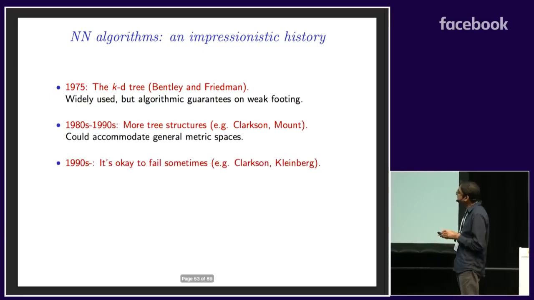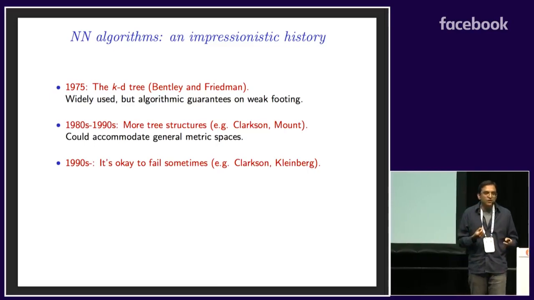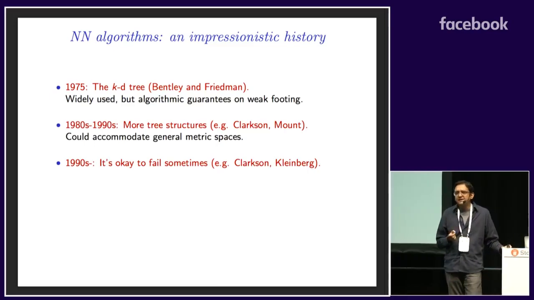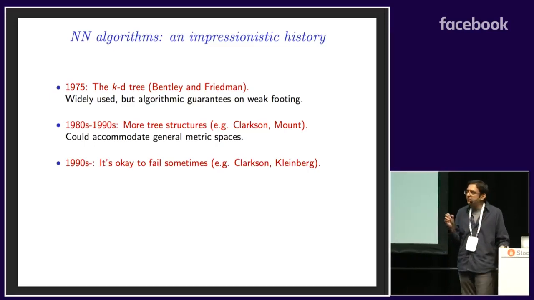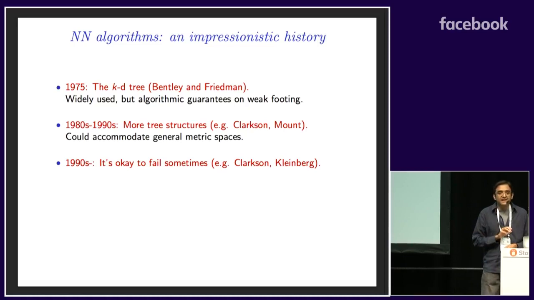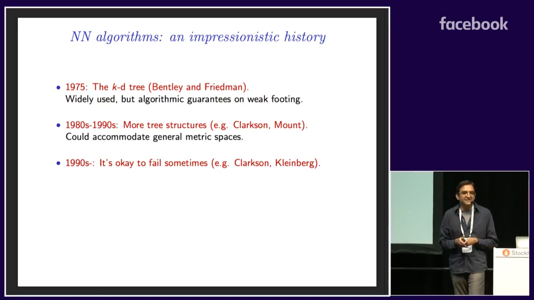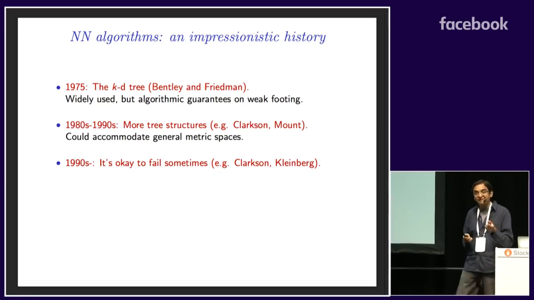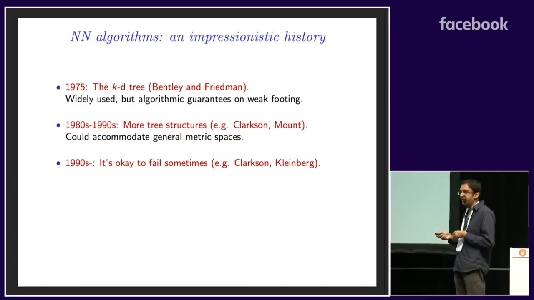Okay? The third phase was randomization. And this made a huge difference. So the idea was, you know what? We can have a randomized algorithm, and it's allowed to fail sometimes. And just giving oneself a little bit of slack like that turned out to make a huge difference and has led to all sorts of very effective data structures. And we'll go over that.